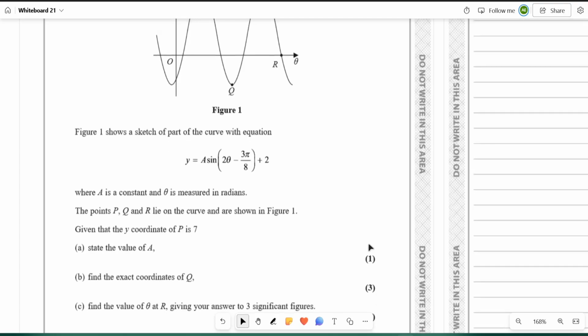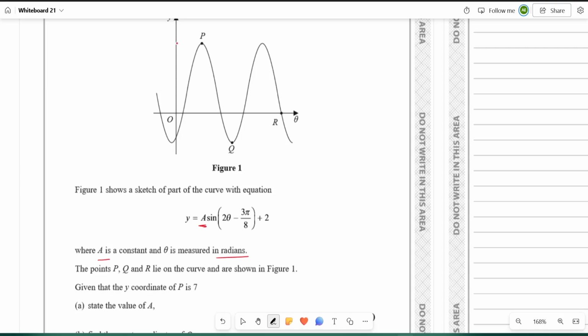So it says that A is a constant. A denotes the amplitude here, and theta is measured in radians. Points P, Q, and R lie on the curve, given that the y-coordinate of P is 7. So this is 7. Does that mean that the graph goes to 7 and minus 7? No, it doesn't look like it. And the reason for this is this vertical shift over here. I'm going to show you.